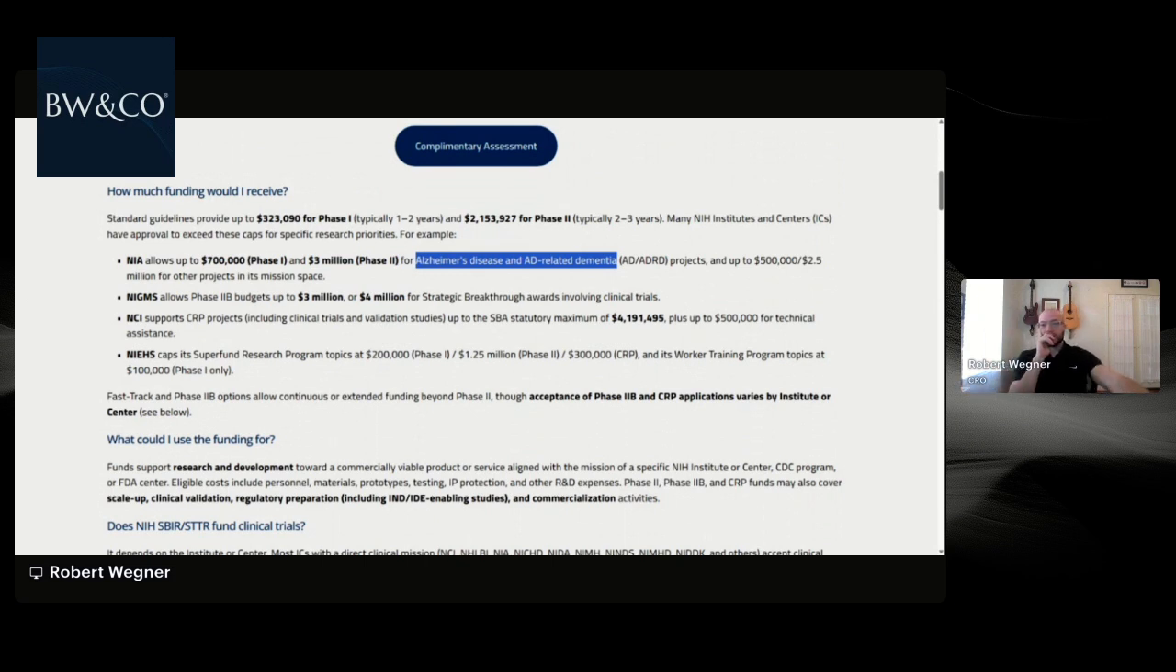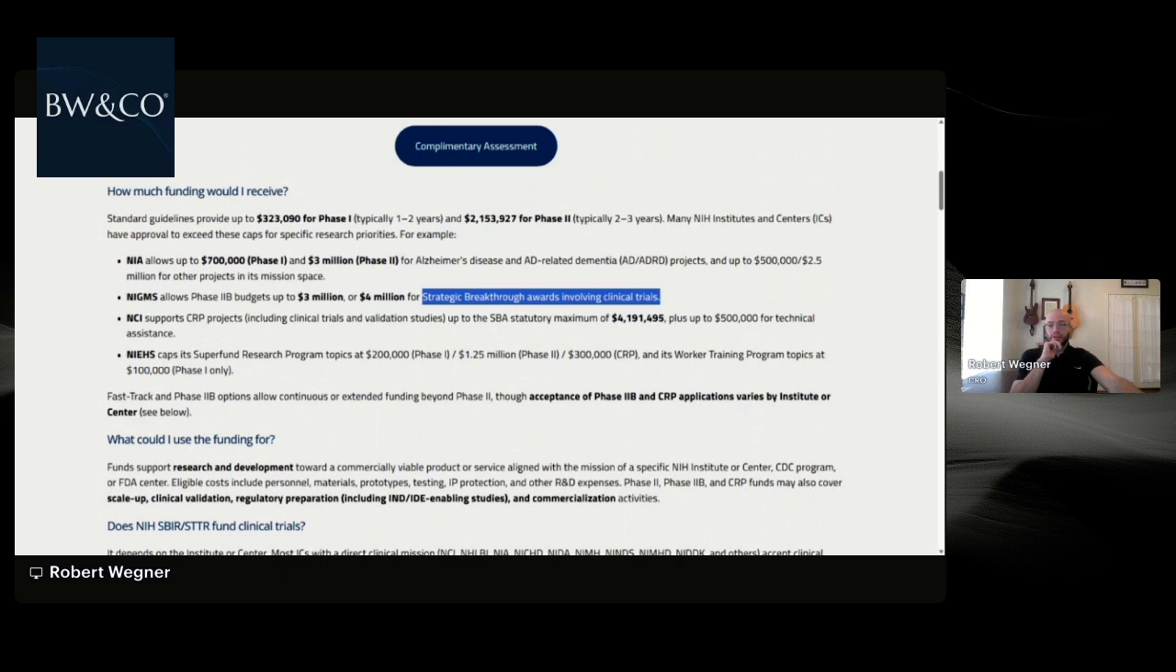Okay, and there are a few other groups that will allow for upper limits waivers as well. You'll see the National Institute for General Medical Sciences, NIGMS, allows for phase 2B budgets up to $3 million or $4 million for strategic breakthrough awards. We'll talk about strategic breakthrough awards briefly here if anyone is planning to apply. If you're planning to apply for a strategic breakthrough award, go ahead and let me know in the comments and we can talk a little bit more about that mechanism as well. It's brand new. You are able to apply for September for that opportunity as well as January 5th. And you have to have a prior phase 2 to be eligible for that.